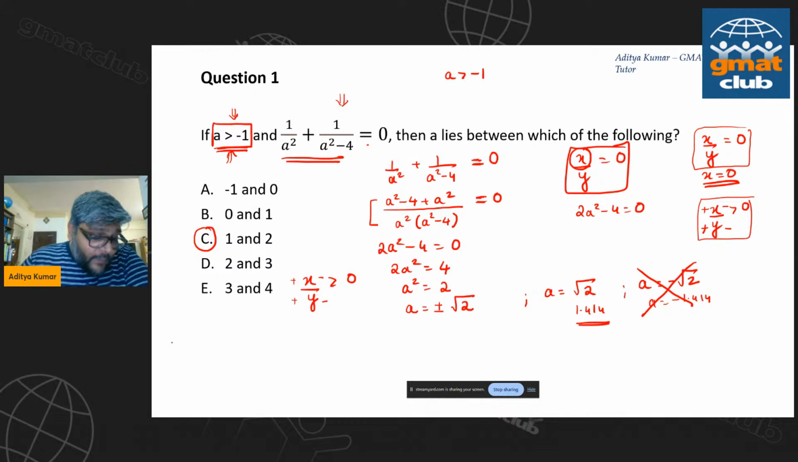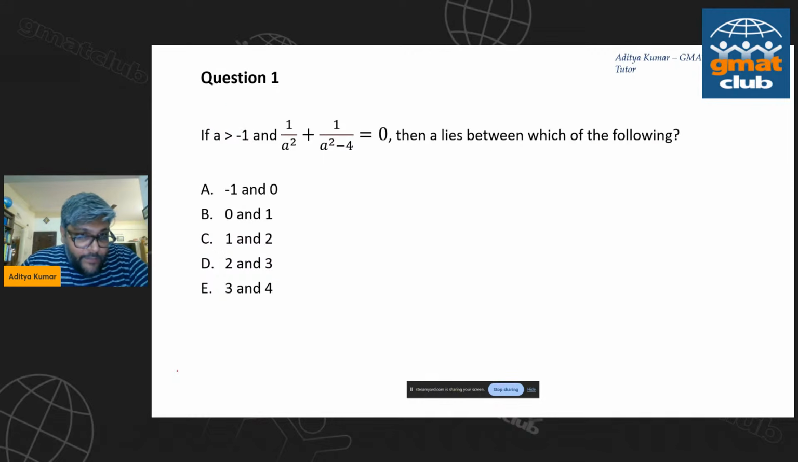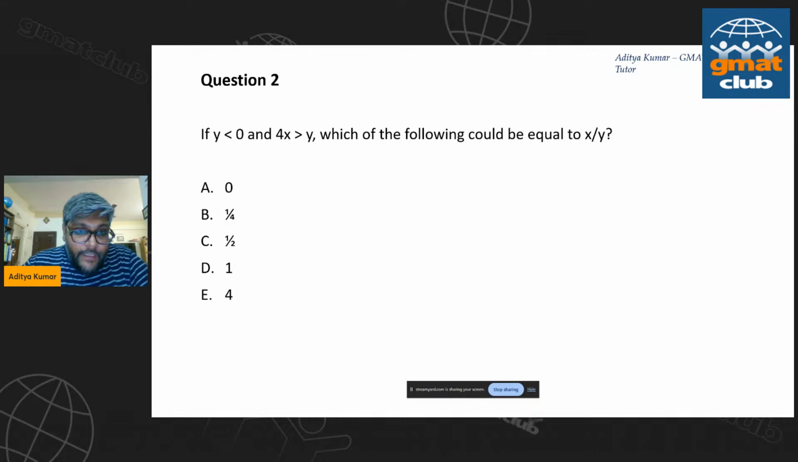Makes sense? With inequalities, different rules apply. With multiplication and division, you have to be slightly careful with it. All right? Okay. Here's question 2. I'm going to slowly increase the difficulty level. So give it a shot.